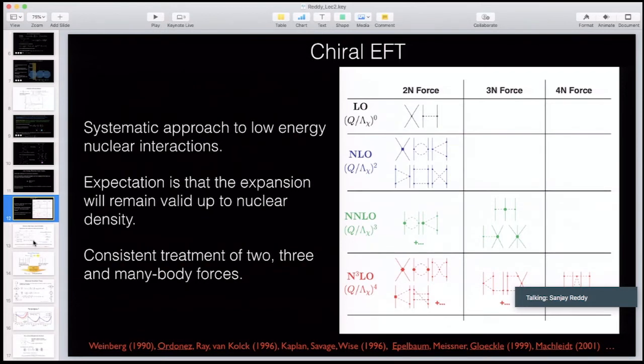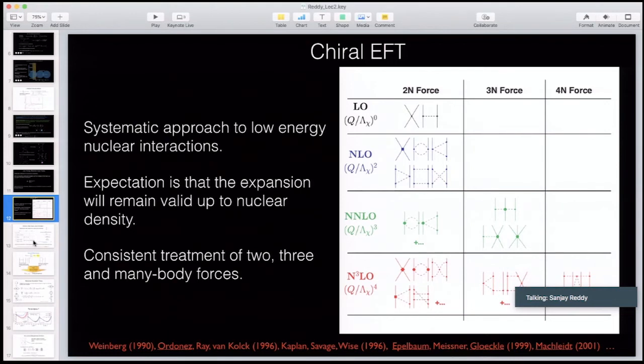So at leading order, which means the operators that contain Q over lambda to the 0th power, the 2 nucleon force is given by pion exchange and 1 contact interaction. So there's 1 low energy constant associated with the contact interaction. All you would get at leading order, which is shown in the figure on the right, is a contact interaction and pion exchange. And you would fit, for example, the very low energy cross section of 2 neutrons to determine what that low energy coefficient should be.